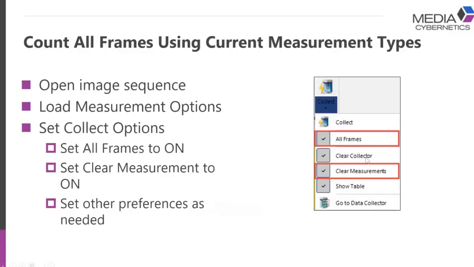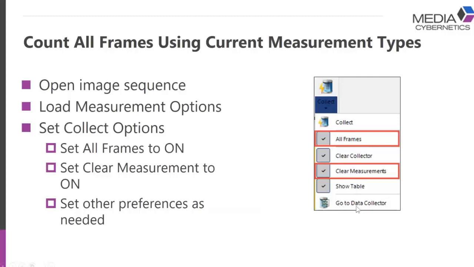I will make sure I don't carry over any old data that may be in data collector, so I'm starting fresh. Clear measurements means I want to sync and pull in whatever measurement options and measurement parameters I have. And then I'm going to show the data table when I'm done. These two, all frames and clear measurements, have to be on under this type of counting. Other preferences, set as you need them.